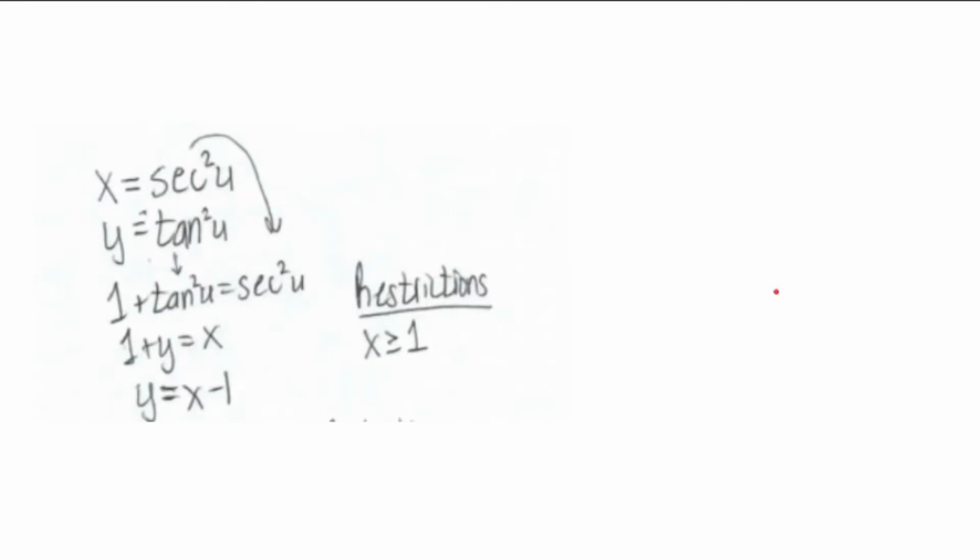And then another trig one right here. Right off the bat you see secant and tan, so it should click that 1 plus tan squared is secant squared. So this is a fairly easy one. You don't really have to plug in much. Just put the y here, put the x here, and 1 plus y equals x, then simplify. Put it in standard form, y equals x minus 1. And then for the restriction, it's a little bit different. Secant squared can only be greater than or equal to 1, so that's the restriction.